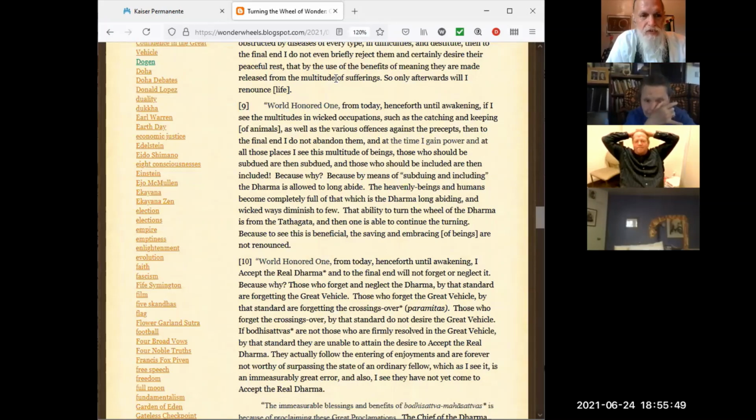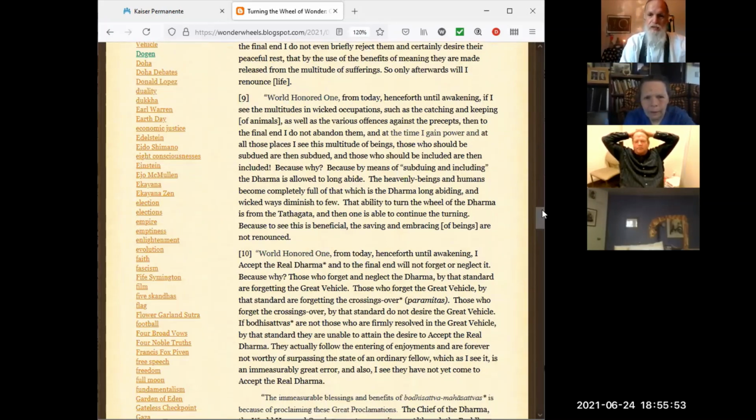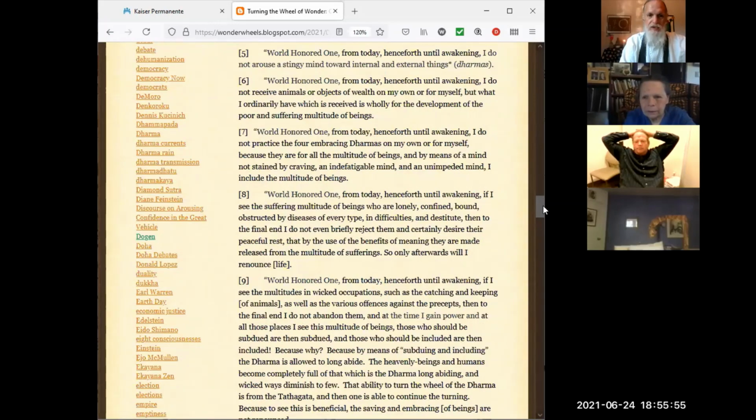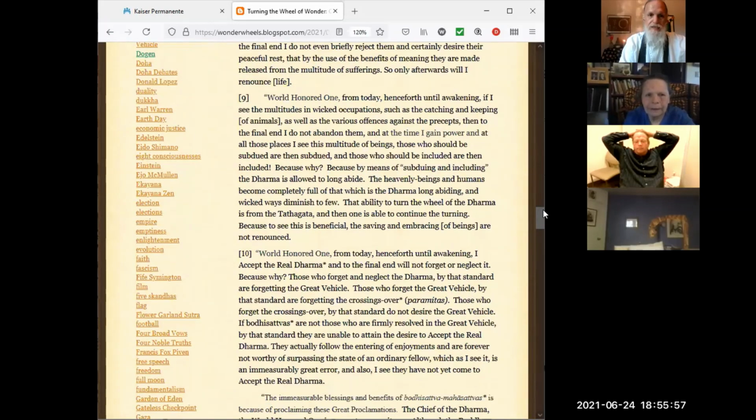Okay, let's go to the next, number 9. As you noticed, and as Daniel mentioned earlier last week, each one gets a little longer. Number 9. Well, honored one, from today henceforth until awakening, if I see the multitudes in wicked occupations, such as the catching and keeping of animals, as well as the various offenses against the precepts, then to the final end, I do not abandon them.